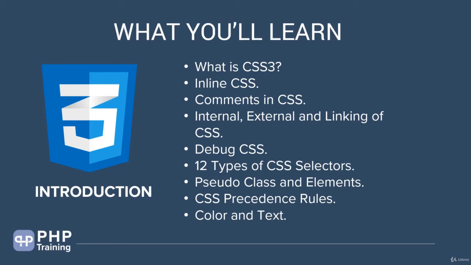Okay, in the next section we will start introducing CSS. CSS basically helps you design the page. So we'll start from the really basic understanding of what CSS is and how many types of CSS you can include in your HTML pages, like inline and external linking of CSS. Then we'll learn how to debug CSS. Also in this section you will learn 12 different types of CSS selectors. Once you understand these 12 types of CSS selectors, you already know how to write CSS.